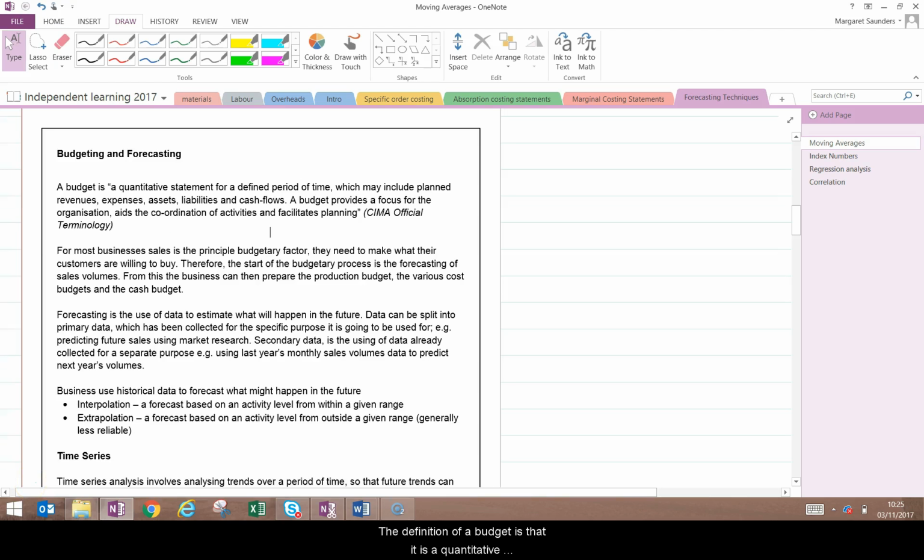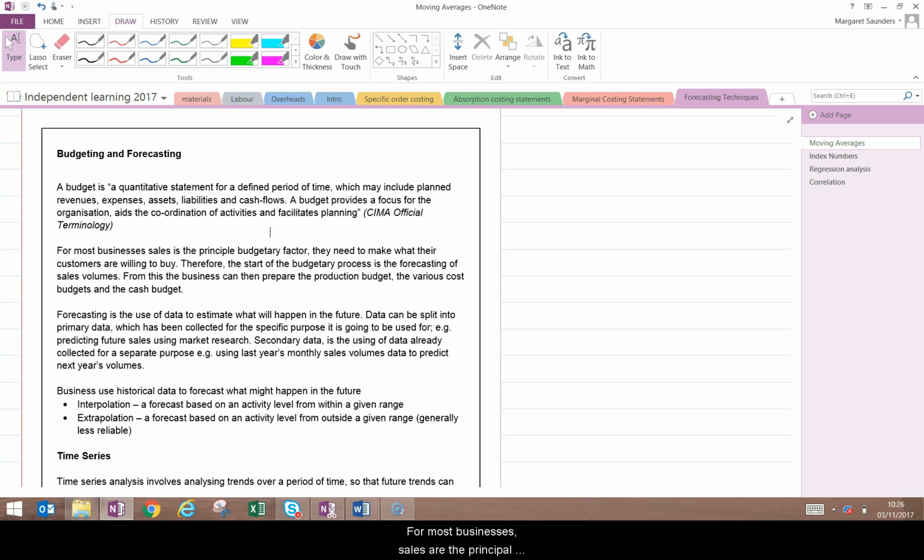The definition of a budget is that it is a quantitative statement for a defined period of time which may include planned revenues, expenses, assets, liabilities and cash flows. The period of time that a budget relates to will be in the future. A budget will provide a focus for the organisation. It will aid the coordination of activities within the organisation and it facilitates planning.